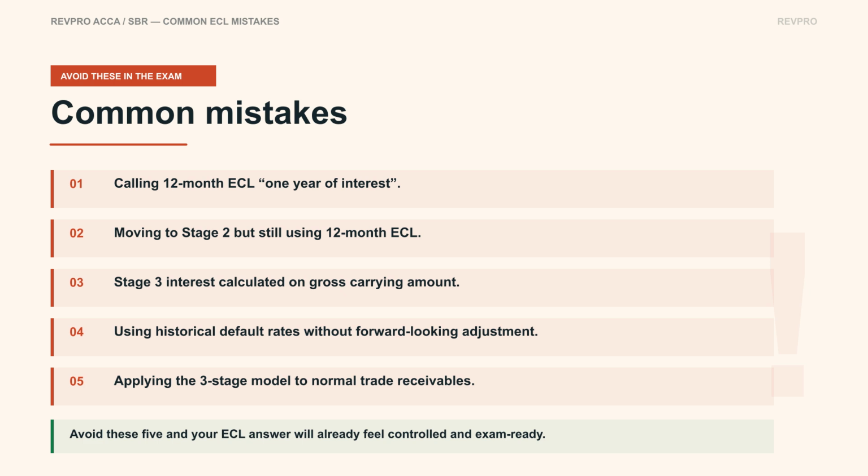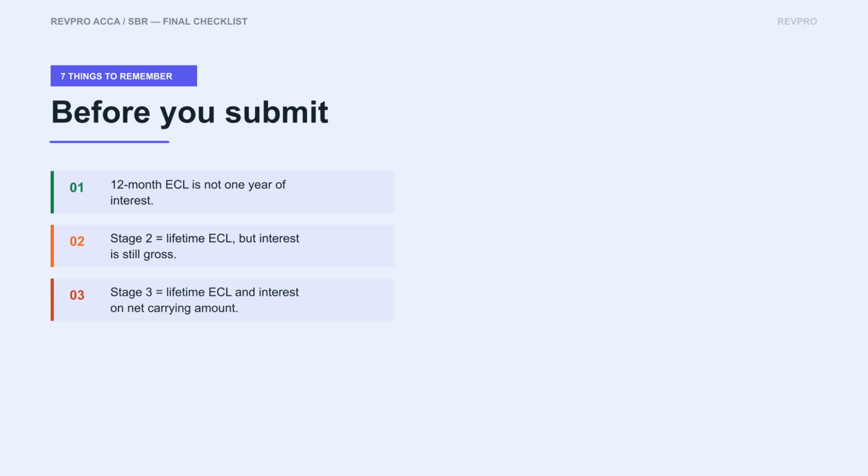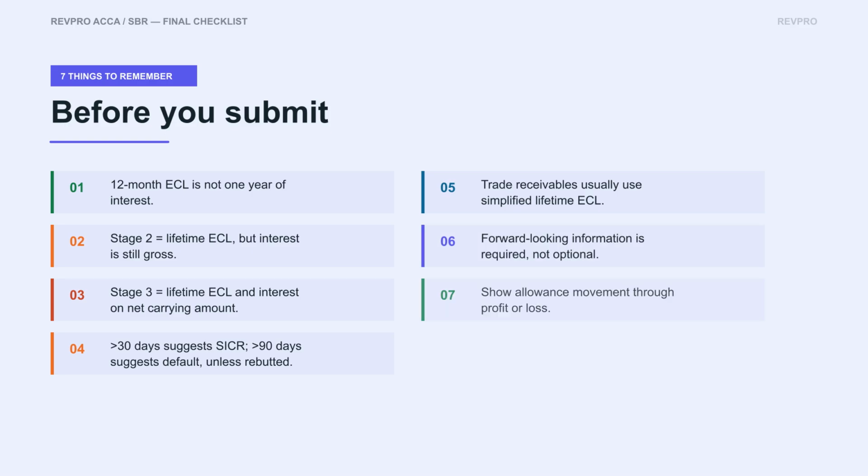Here is your final checklist. 1. Do not confuse 12-month ECL with 1 year of interest. 2. Stage 2 means lifetime ECL but interest is still on the gross carrying amount. 3. Stage 3 means lifetime ECL and interest on the net carrying amount. 4. 30 days past due suggests significant increase in credit risk. 90 days suggests default or credit impairment unless rebutted. 5. Trade receivables normally use the simplified approach and lifetime ECL from day 1.